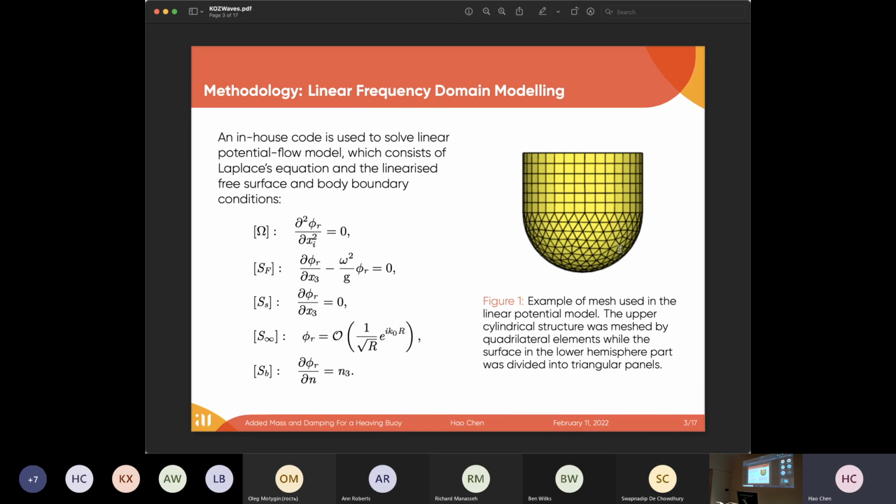Okay, so this is a general overview of the linear frequency domain modeling. We use an in-house code from Shanghai Jiao Tong University, where it's a typical frequency domain code. And you can see the mesh here. It's basically a boundary element method.